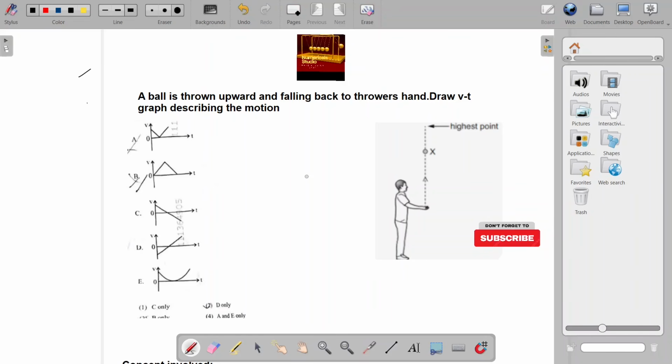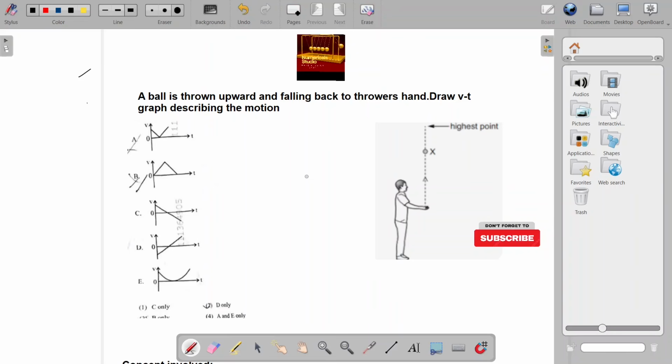And we are back with another problem from the world of physics. This time the problem that we have chosen is from the recent NEET paper. The problem is right before you. It states: a ball is thrown upward and falls back to the thrower's hand. We have to draw the velocity-time graph which can describe the motion of the ball.